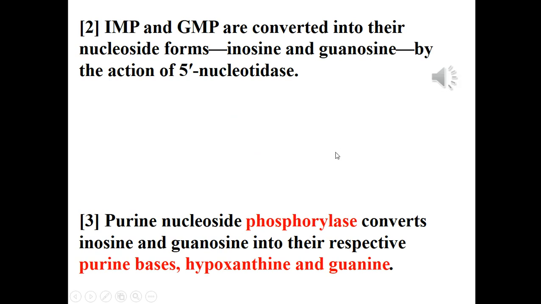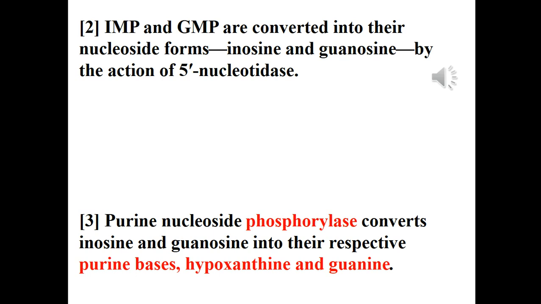The second step in uric acid formation is the conversion of inosine monophosphate and guanosine monophosphate, which are both nucleotides. It means composed of a heterocyclic nitrogenous base, pentose sugar, and phosphate. They are converted into their nucleoside form. It means removal of the phosphate group from the carbon 5' of the sugar moiety. So the inosine monophosphate is converted to inosine.